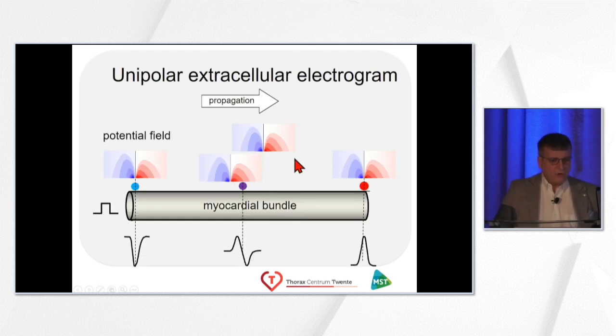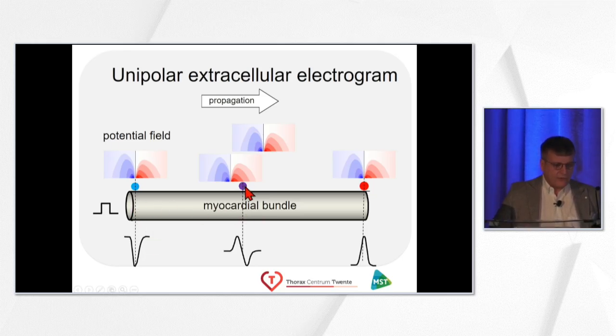If you then want to know what that affects on the extracellular electrogram, you can position 3 electrodes along the myocardial bundle. And this is the electrode that is located near the stimulus site. And therefore, this electrode will only be positioned in the negative trailing field of the potential field, and therefore only see a negative deflection, which is largest when the activation front is close to the electrode, and which will gradually become zero as the activation front moves in this direction.